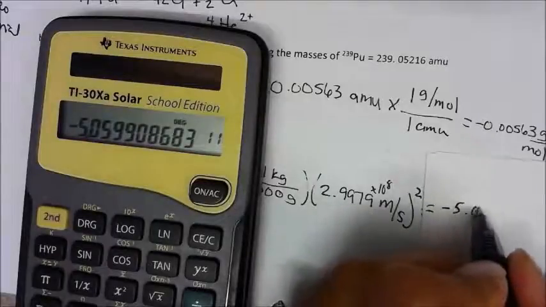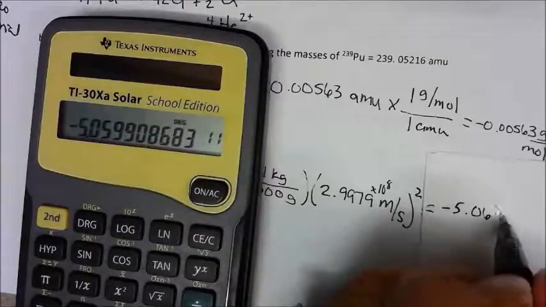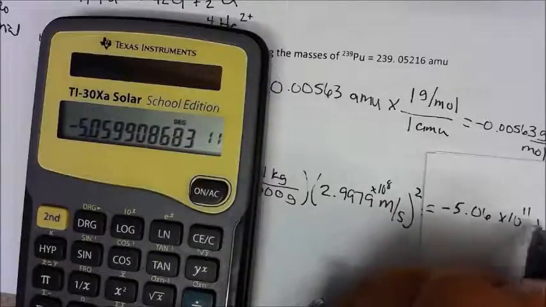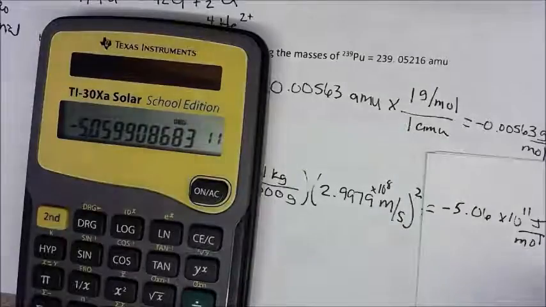minus 5.06 times 10 to the 11th joules per mole. This is a very large amount of energy that is released.